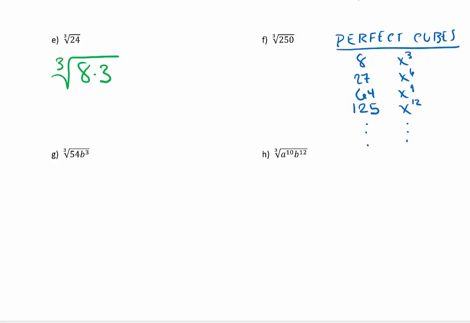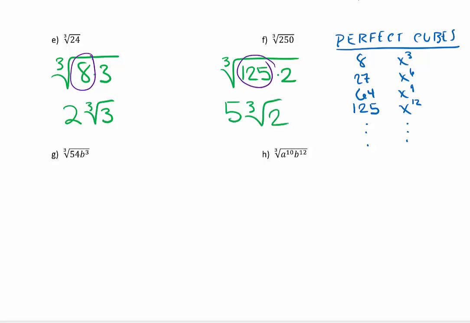So 24 is 8 times 3. 8 is my perfect cube. Cube root of 8 is 2, so that comes outside of the radical, and the 3 stays inside. 250 is 125 times 2. Cube root of 125 is 5, that comes outside, and the 2 stays inside the radical.